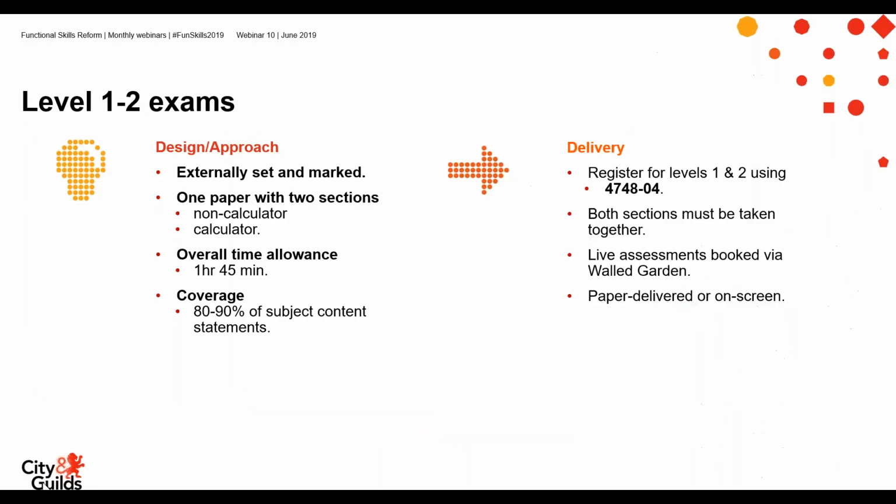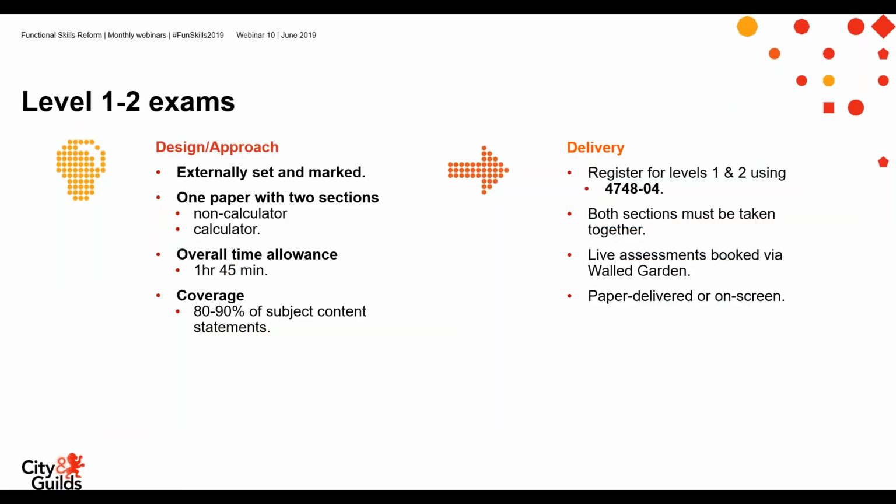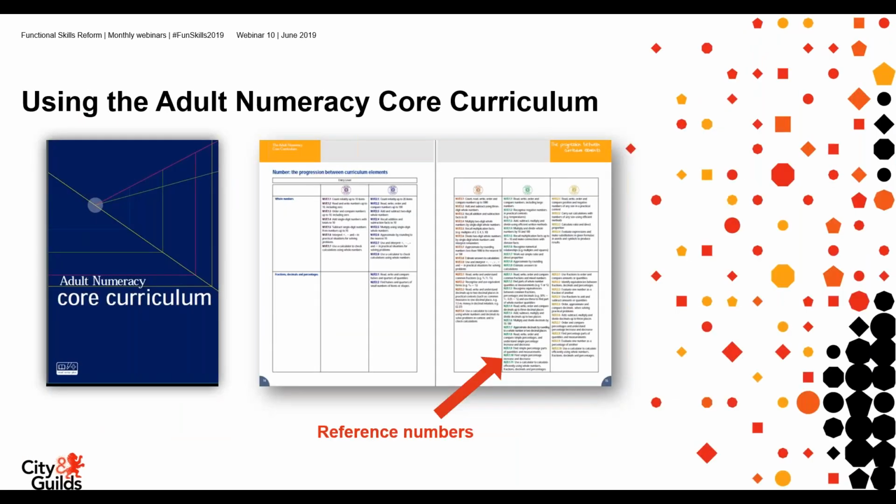So just to move on, sorry, going too far. Many of you will remember this document, the Adult Numeracy Core Curriculum. Much as we've talked about the level expectations for the reformed functional skills diverging in some respects from the adult numeracy standards, don't bin your curriculum document just yet. It is still an extremely valuable resource.